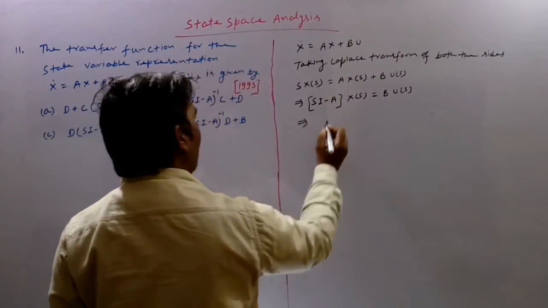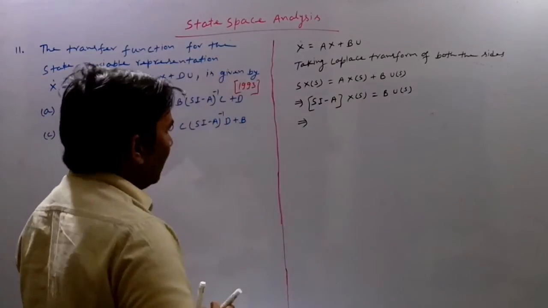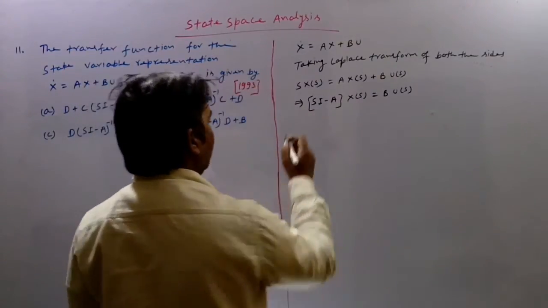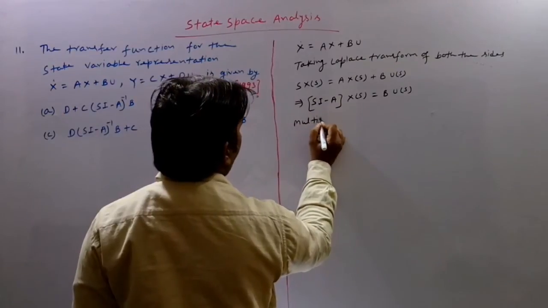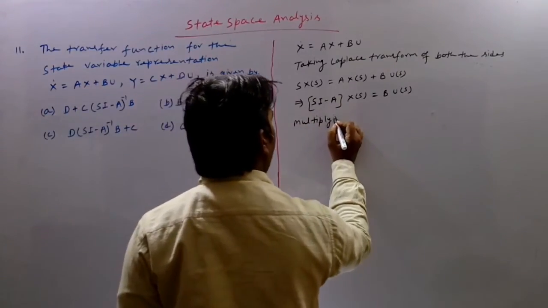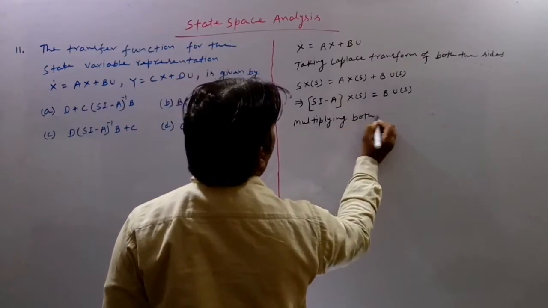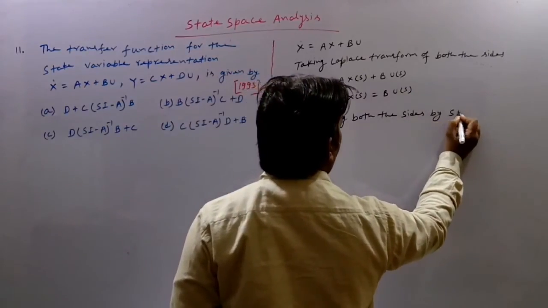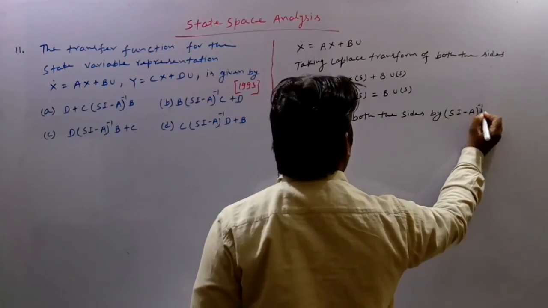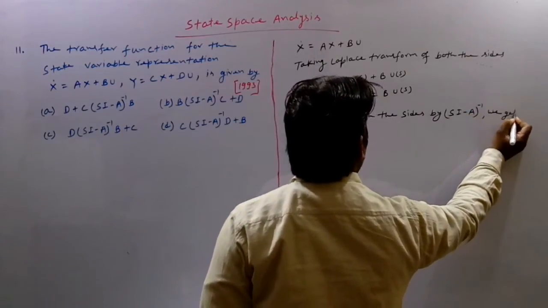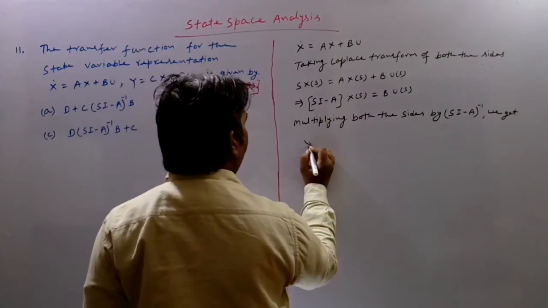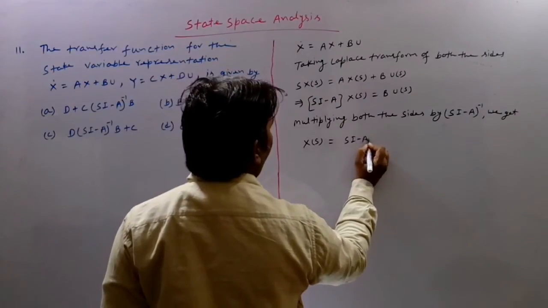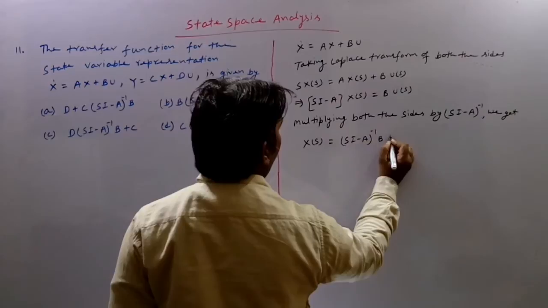Now if we multiply both the sides by the inverse of (sI minus A), how much do we get? We get the left side as X(s) and the right side as (sI minus A) inverse B U(s).